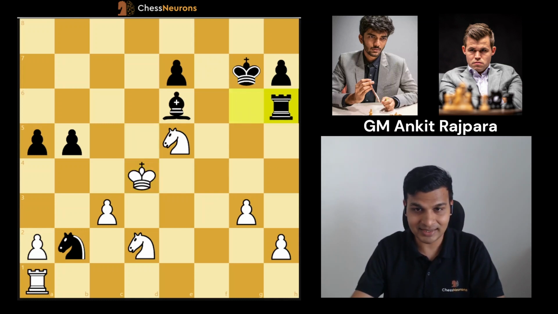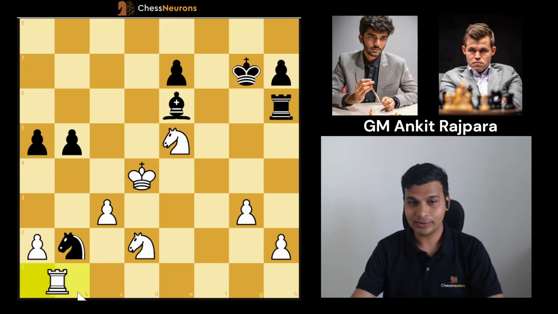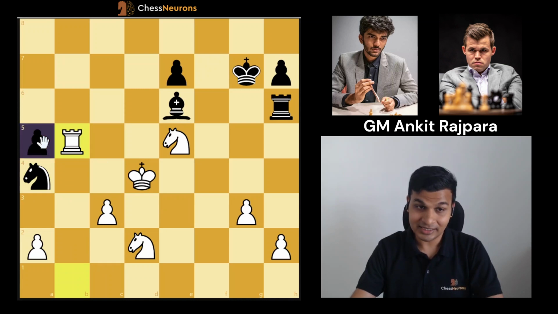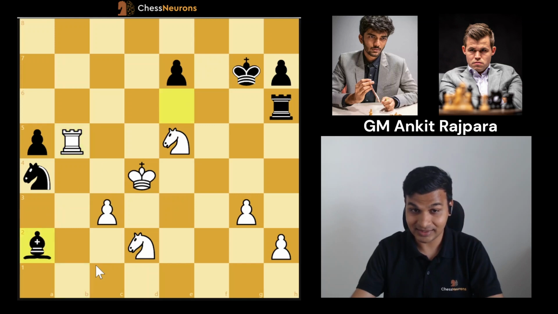So Carlsen played rook h6 in this position, attacking this pawn. Rook b1, in this knight. Gukesh takes the queenside pawn. So, and he's planning to take this pawn as well. And after that, we'll have these two pass pawns. We can get some activity.